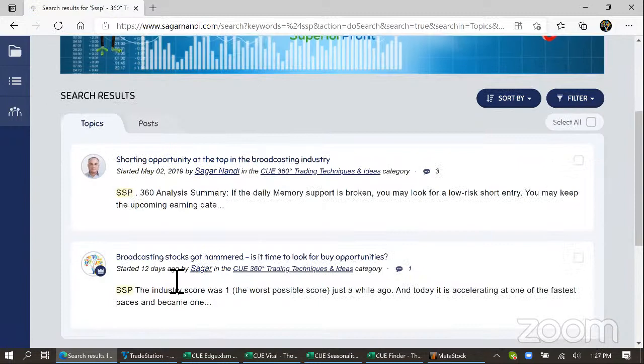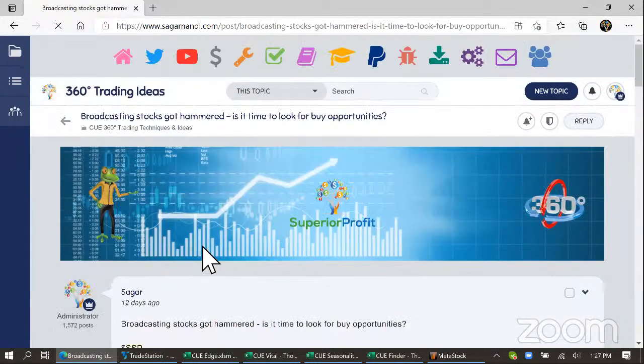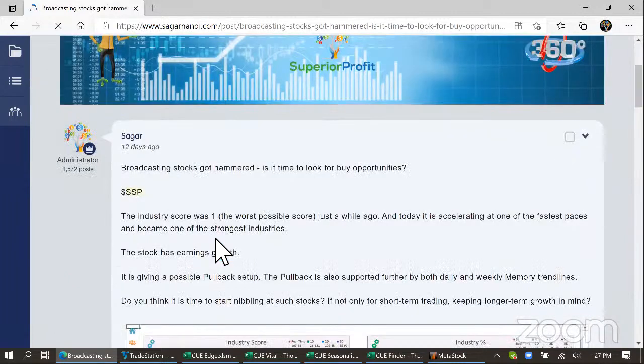Yeah, I shared it 12 days ago. All these ideas that I share are always before knowing the result. I don't share ideas after knowing the result. I think there is something not so genuine about doing that. So I share before knowing the result. For SSP, I shared it on 30th March.